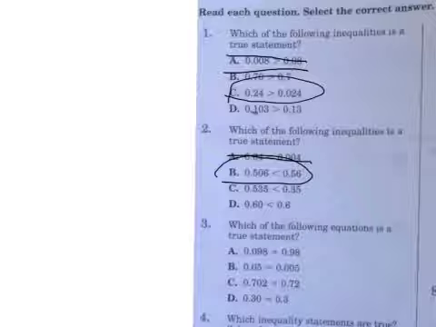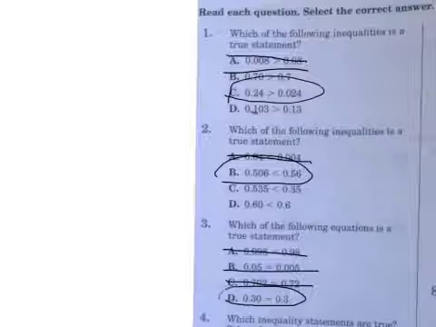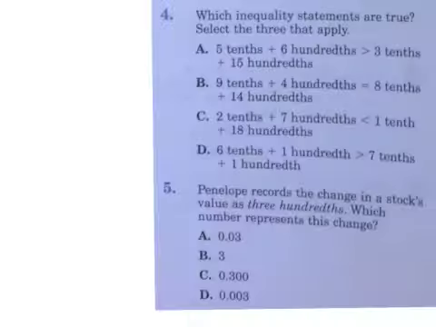Let's look at number 3. Which of the following inequalities is a true statement? Let's look at A. So we're going to compare left to right, and that is not an equal statement. B, 0.05, 0.005 is definitely not the same. And of course C is not equal, but D is. 0.30 is equal to 0.3.